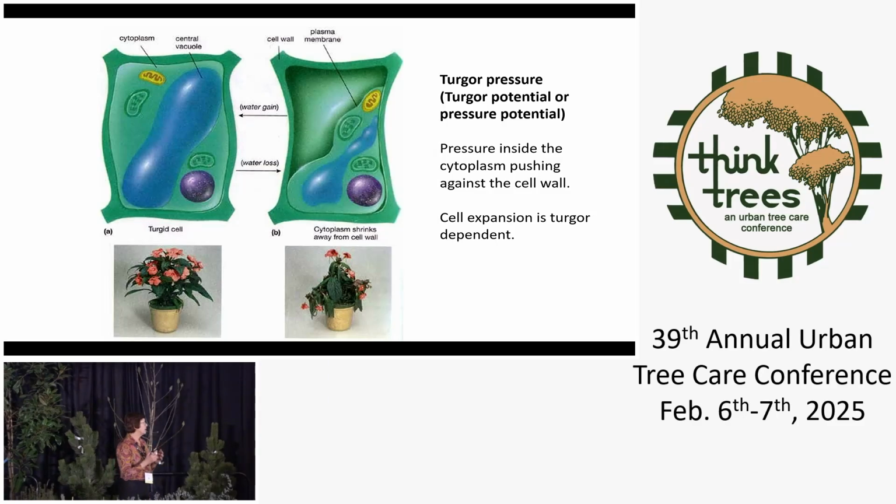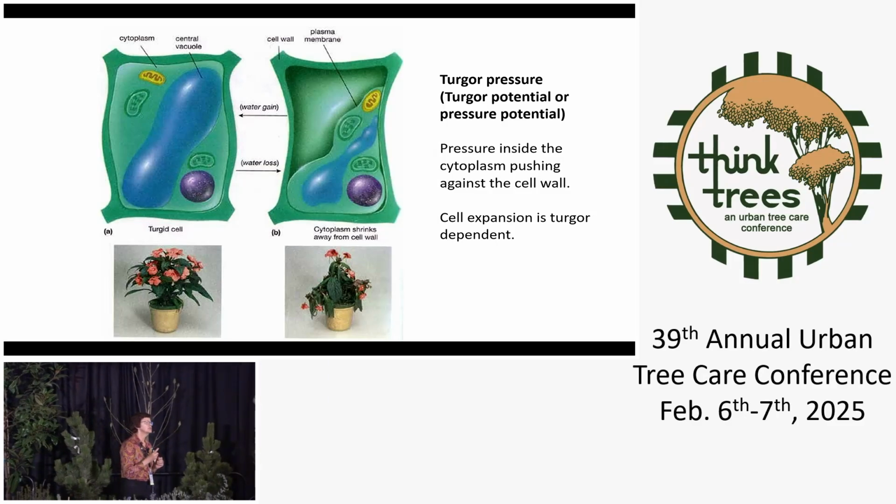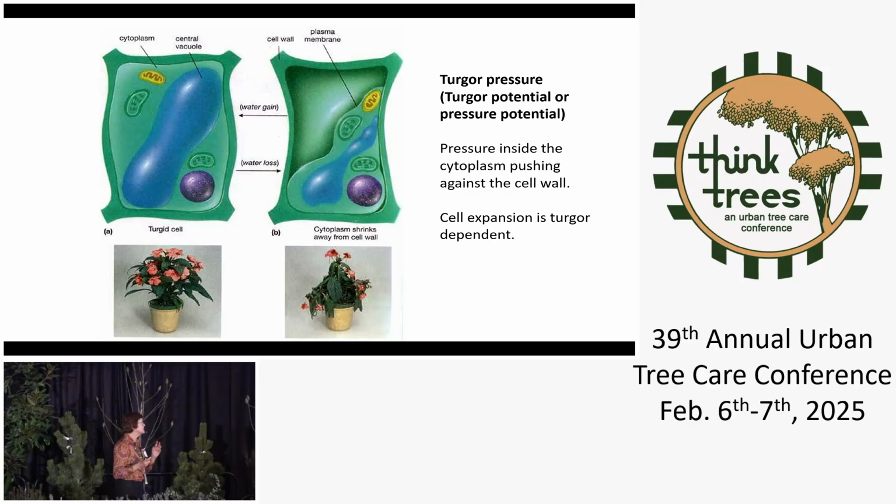Now, if we have a lack of water and the cells are starting to dehydrate, what happens is that turgor pressure is lost, and the cells will essentially not be fully hydrated anymore, and you see the plant is wilting.